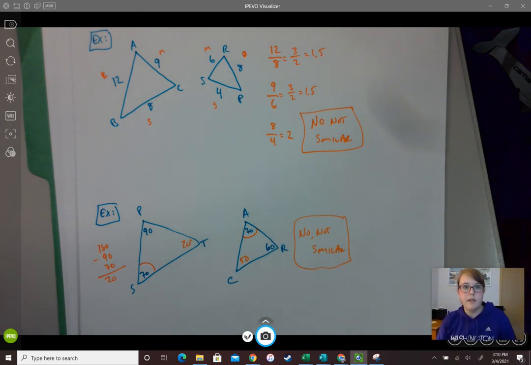Okay, so that is everything for today. Your homework is going to be in IXL, and it's going to be a lot of questions just like these. They're going to show you two triangles, and they're going to ask you, are they similar or are they not similar? And so you have to decide and then check the box.